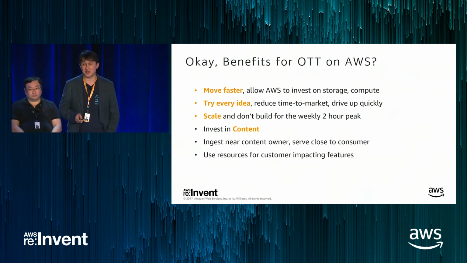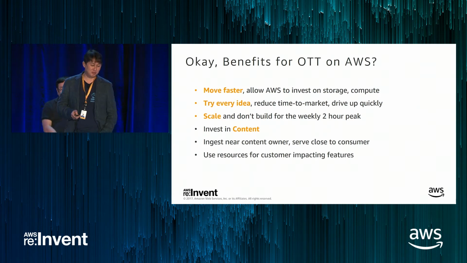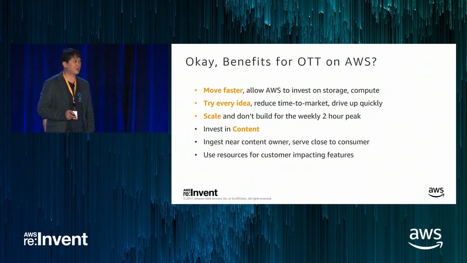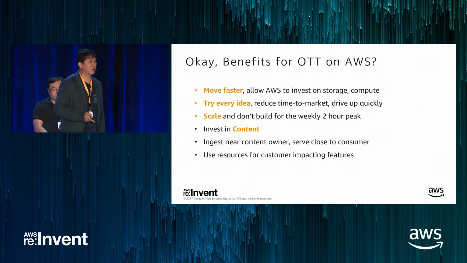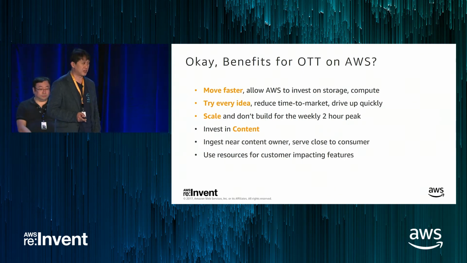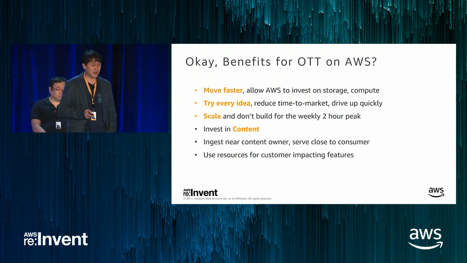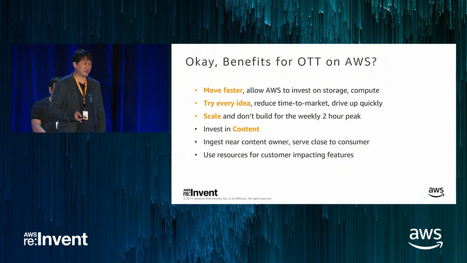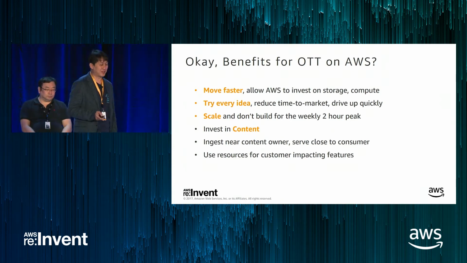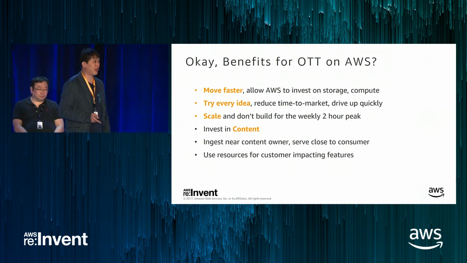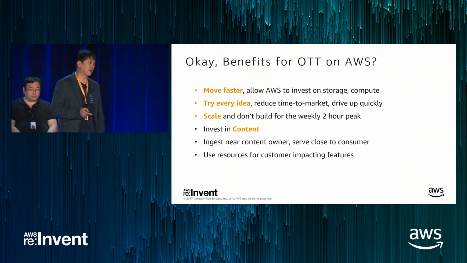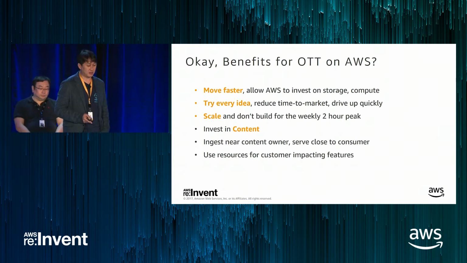Another thing is scalability. The massive scalability of AWS is a real benefit for customers building the OTT service. We will talk shortly about this. And another thing is we can get rid of a lot of undifferentiated heavy lifting and invest in content. Content is another keyword for the OTT market and the overall media and entertainment market.